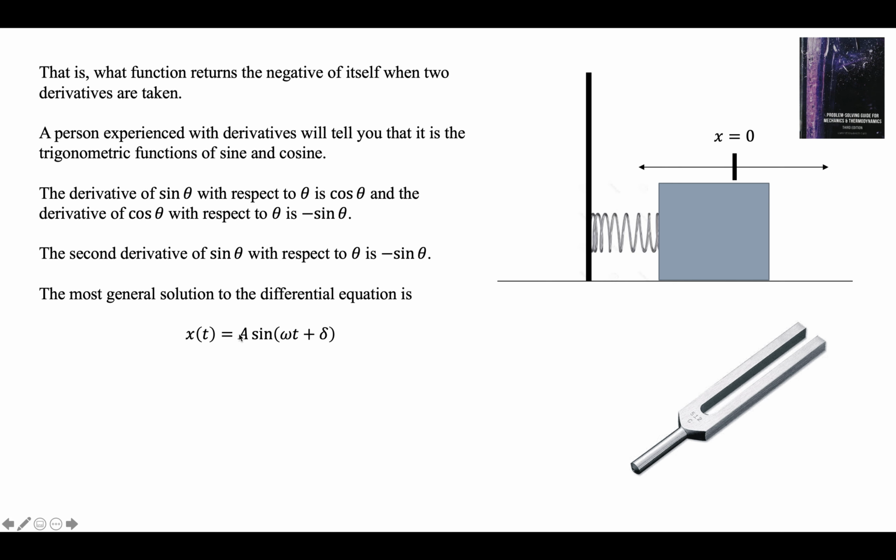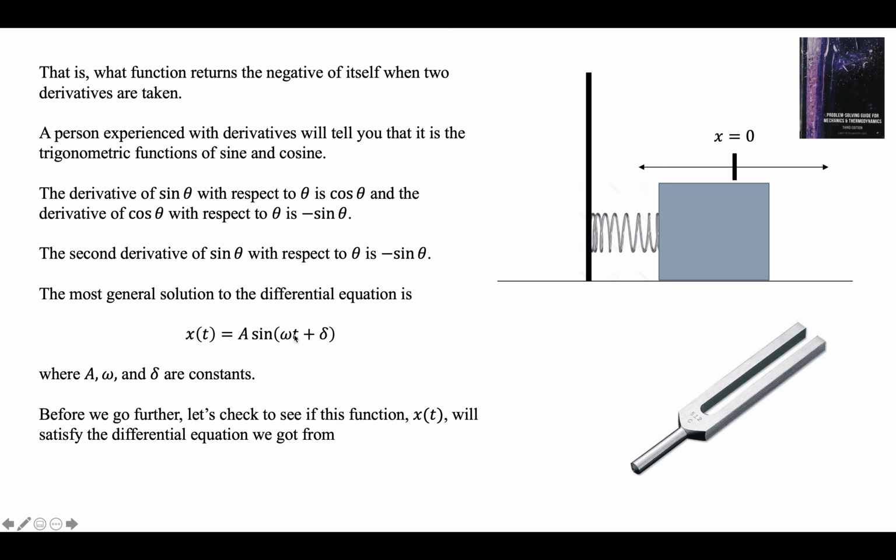The most general solution to this equation is you put some constants in there. A, some constant in front, sine omega t plus delta. So A, omega, and delta are all constants. X is a function of time, and there's the t right there.